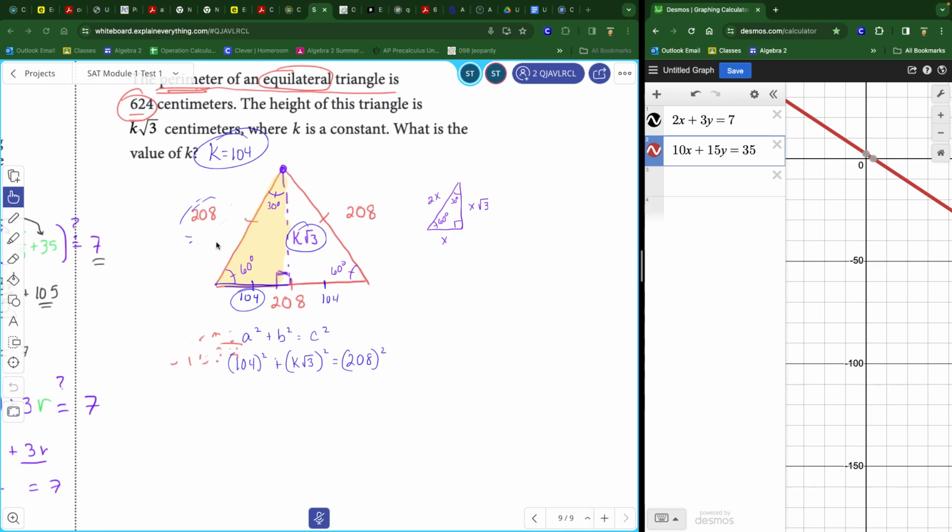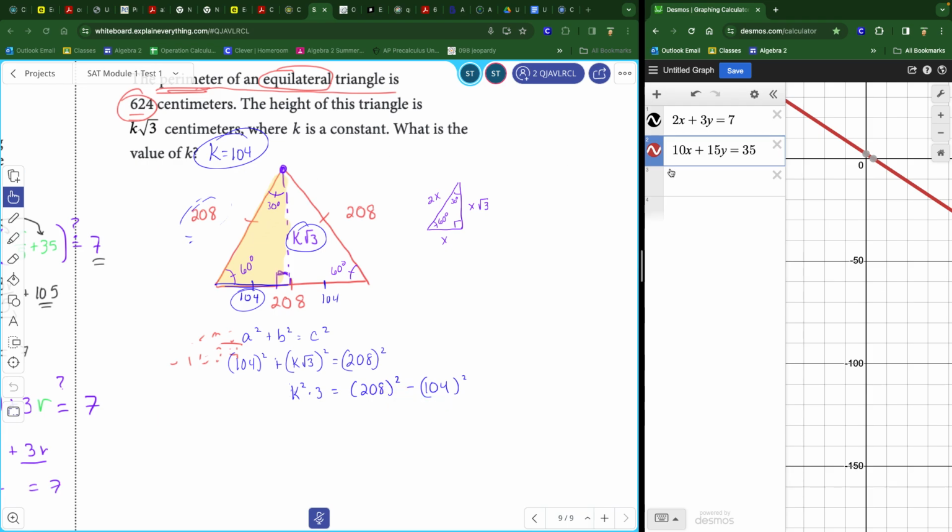This looks like it'd be a way tougher way to do it. Yeah, I don't think I'd want to go down this route, but I'm going to just because I want to see how it ends up. You could certainly turn this off now if you'd like to. What I've done here is square my k, which is k squared, and I squared root 3, which is just 3. So that's 3k squared. I still have to square my 208 and subtract this 104 squared from the other side.